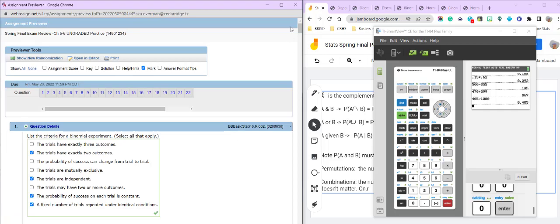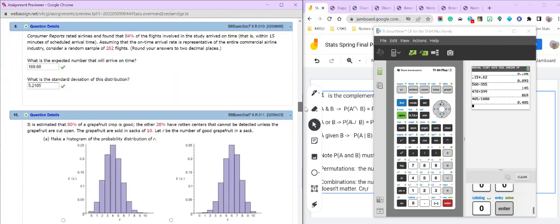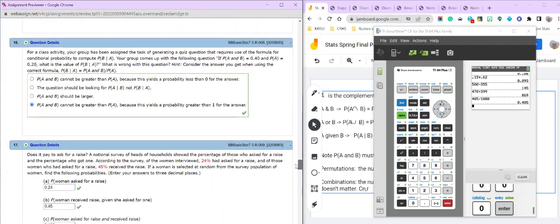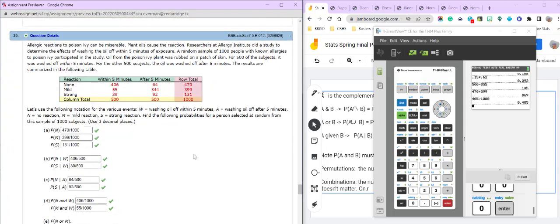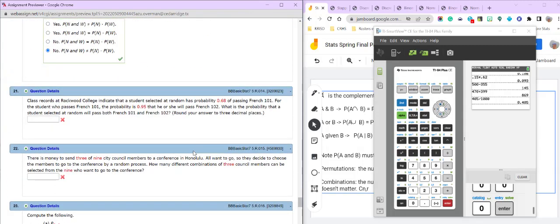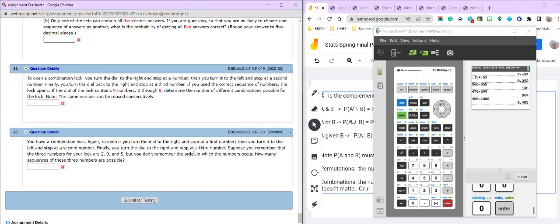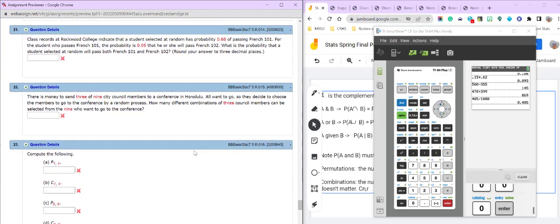And you can see it in the columns. It's like, you really want to wash that oil off within 5 minutes if you don't want a reaction, right? And there you go. We've got all the right answers. So we're down to the last few. Let's see how many of these we can knock out.